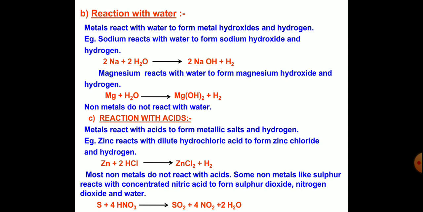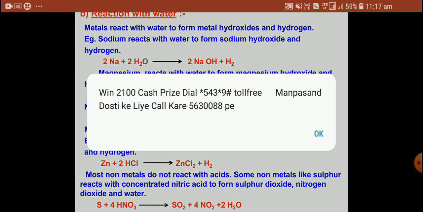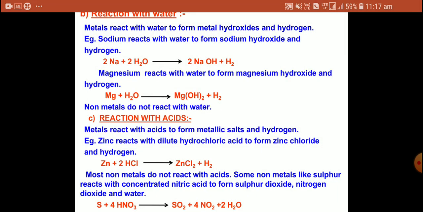When aluminium reacts with steam, it forms aluminium oxide. As I said, when a metal reacts with steam, it forms metal oxide. Aluminium reacts with steam to form aluminium oxide along with the evolution of hydrogen gas. In the same way, zinc reacts with steam and forms zinc oxide along with hydrogen gas. In the same way, iron reacts with steam and forms iron oxide along with hydrogen gas.